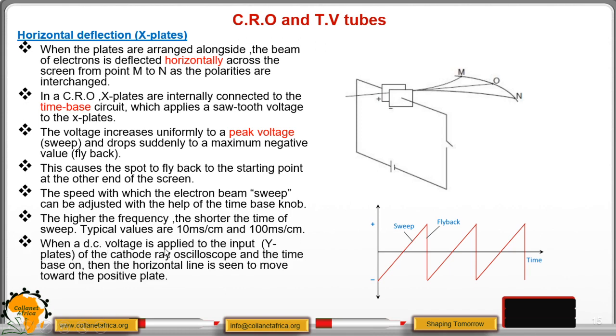So when a DC voltage is applied to the Y input or the Y plates, remember we have said that the Y plates cause the vertical deflection. So if we connect that to DC and at the same time we switch the time base on, remember now we have the Y plates causing the vertical deflection, and the time base causing the horizontal deflection. Then when the two are on, the horizontal line is seen to move towards the positive plate as shown in our diagram here.